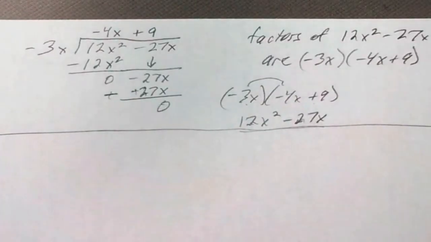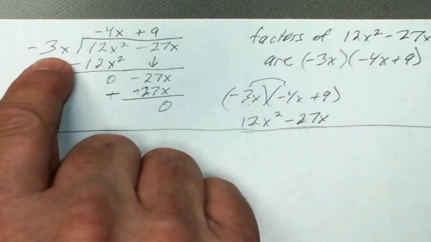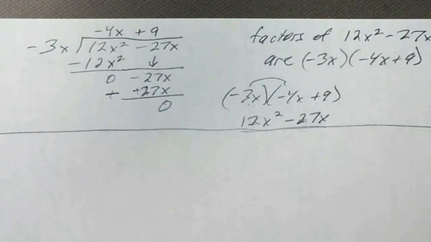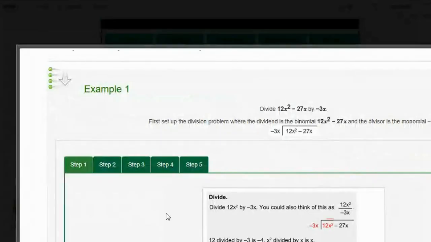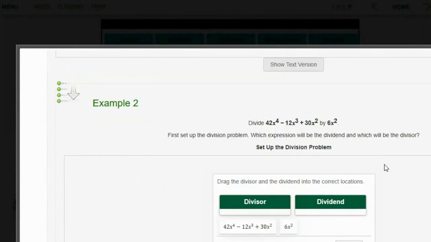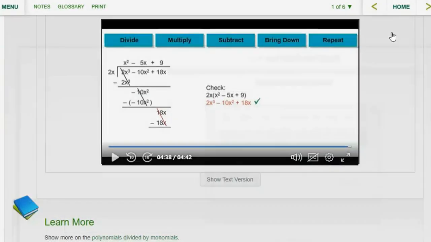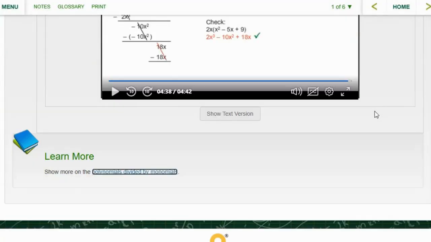And it's not too bad when it's a monomial, one term. But we're going to increase what we're doing here. All right, let's do example 2. That's still dividing by a monomial, so it takes you through the steps if you need that. Now, why is this off my page? Okay, there we go. Let's go to page 2.